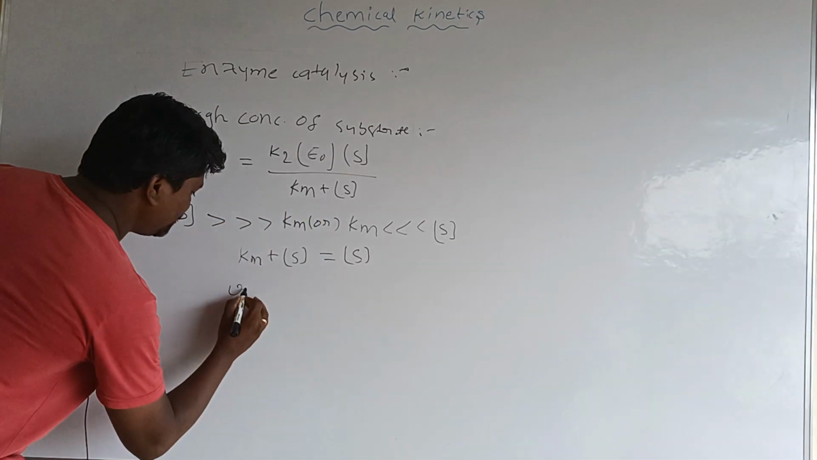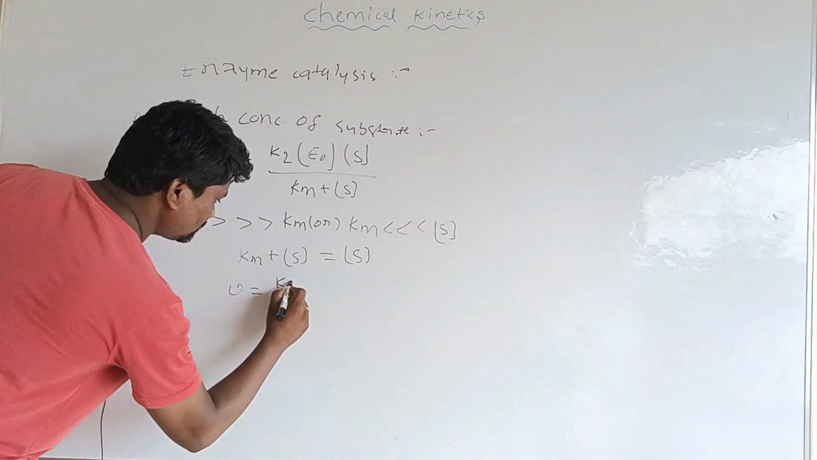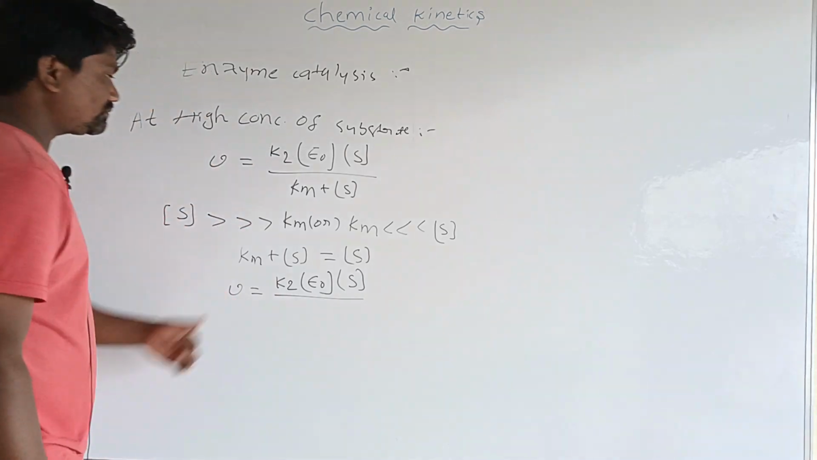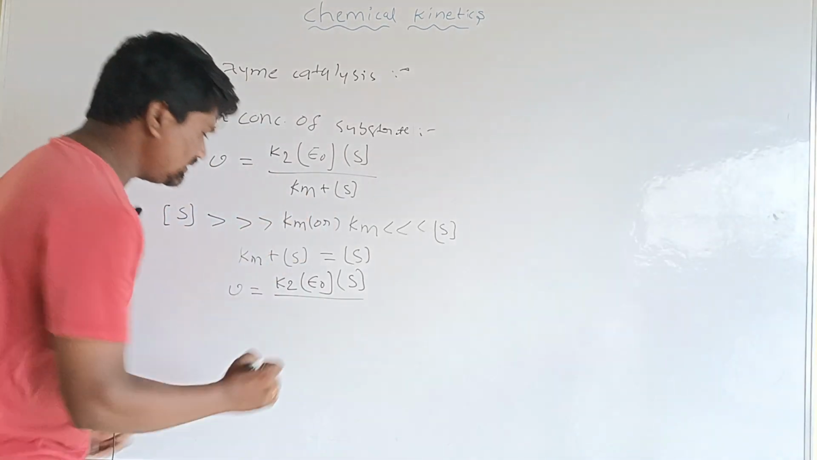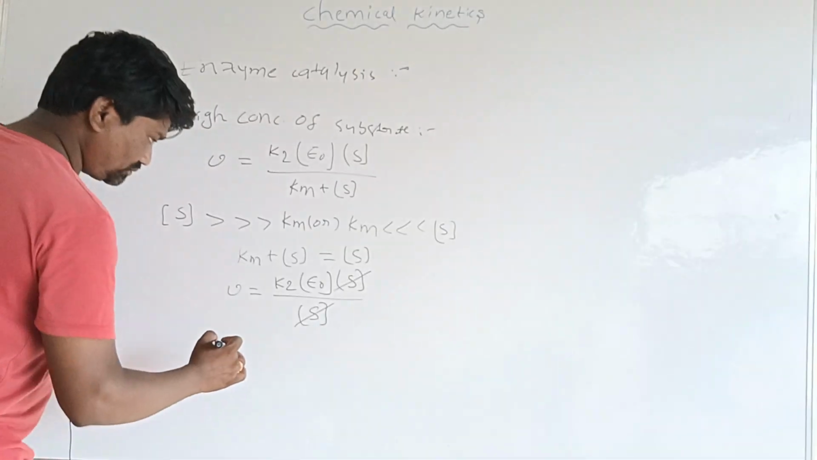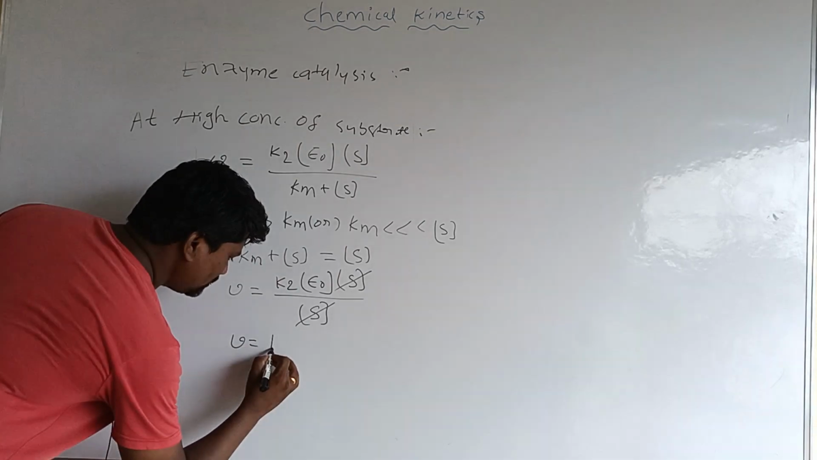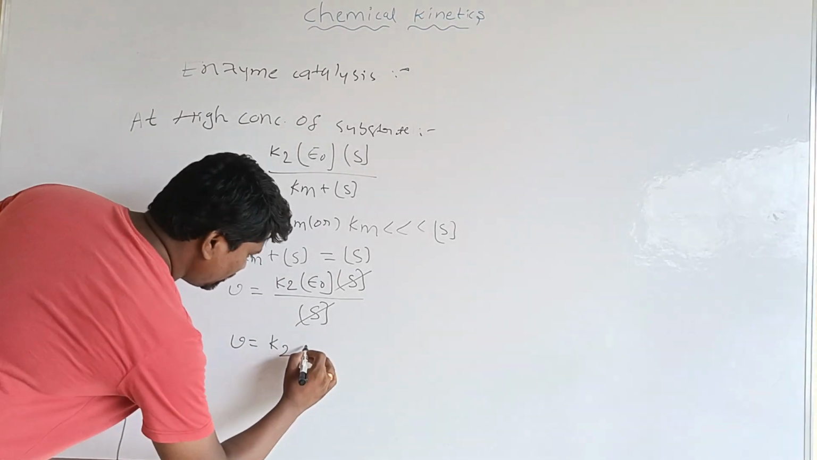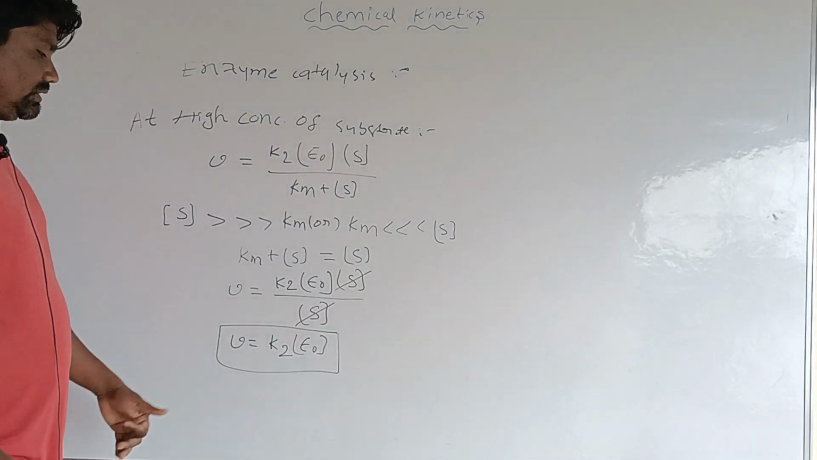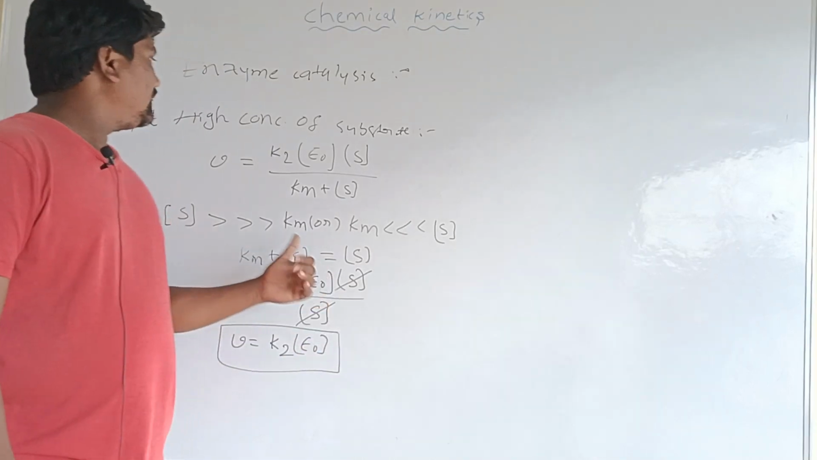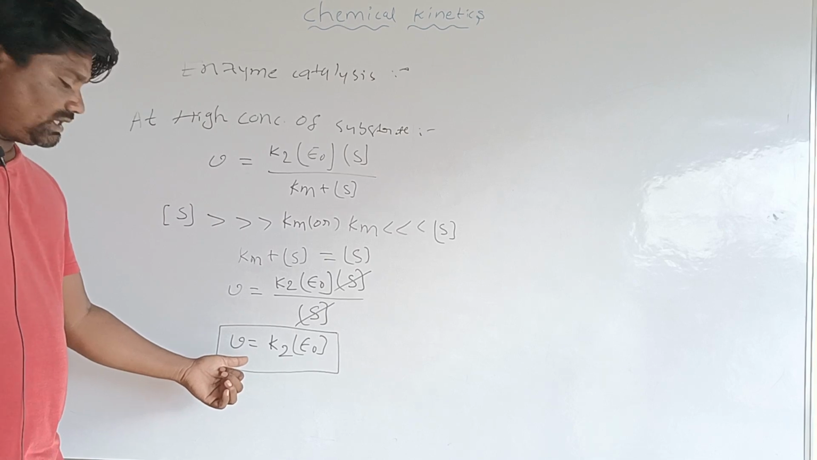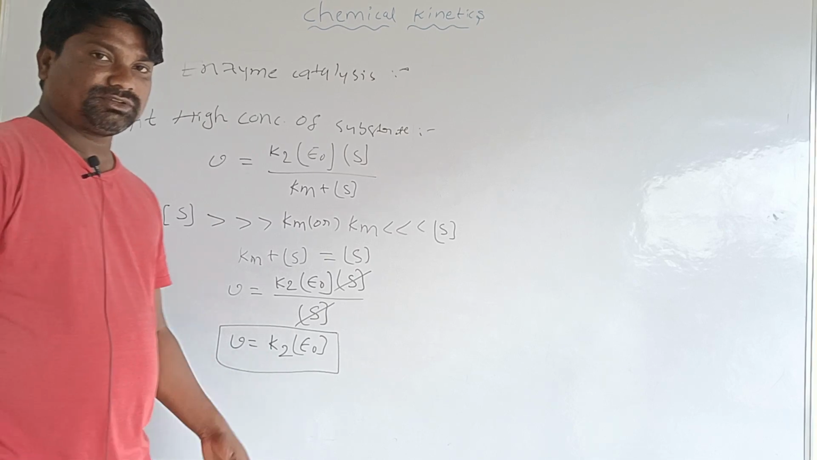Then, with Km negligible, mu is equal to K2 into E naught into substrate by substrate. The substrate is cancelled. Then mu is equal to K2 into E naught. Means here at high concentration of the substrate, the rate or velocity of the reaction is K2 into E naught.